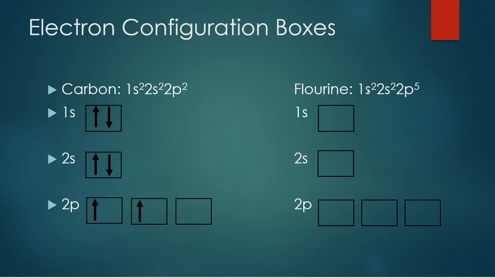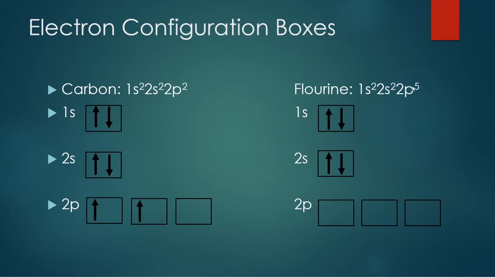Well, in the 1s you have 2, so the up spin will go first, and then there's nowhere else for the second one to go but in this box, so it'll get a down. Same with the 2s, it has 2, so the up spin, and then the down spin will be here.